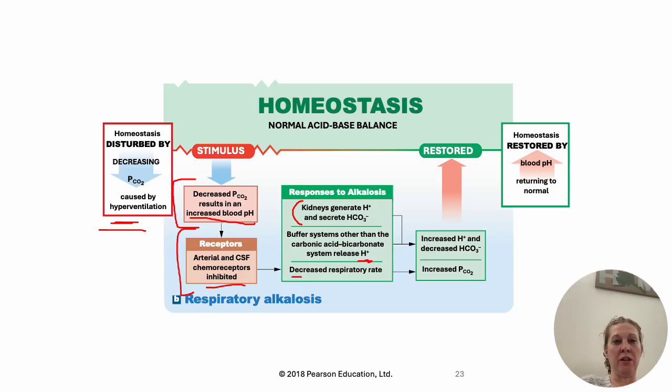back into circulation, and that decreases the respiratory rate, and that brings about an increase in the partial pressure of carbon dioxide, an increase in hydrogen ions, and a decrease in bicarbonate ions, and that brings the pH back to normal. Okay, so you have a pH that is going too high, and this helps to bring it back down.